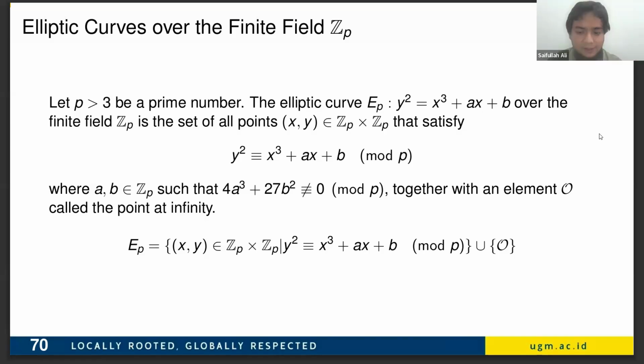And to get, Zaki, yeah, can I ask something? Yes. Why do some references use the discriminant of the elliptic curve multiplied by minus 16? Minus 16, yeah, some references use minus 16 multiplied by 4a cubed plus 27b squared.